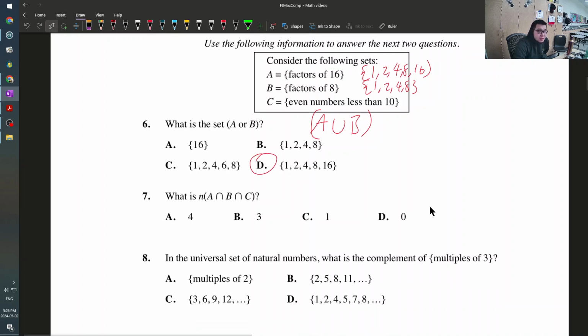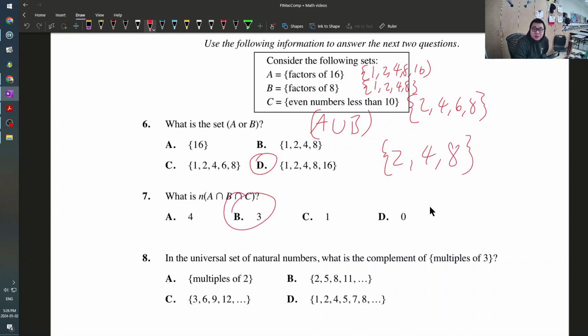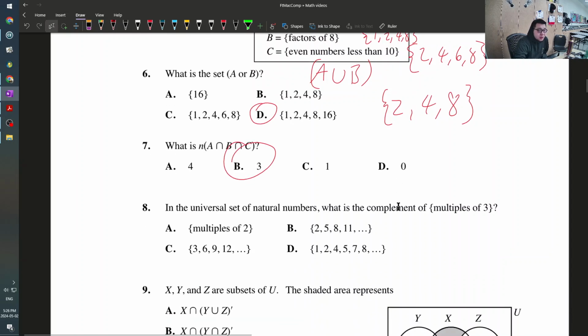7, what is A intersect B intersect C? So how many elements are in A, B, and C. So what are even numbers less than 10? 2, 4, 6, 8, less than 10, that's it. Okay, so 2 is in all of these. 4 is in all of them. 8 is in all of them, and that's it. So how many elements are these? 3. 7 is B.